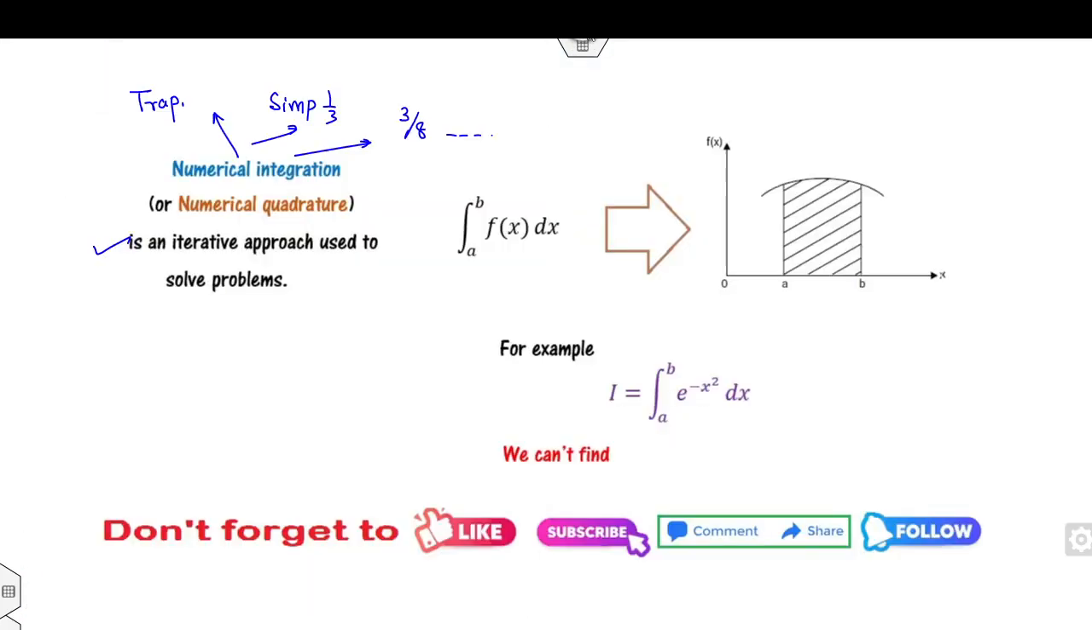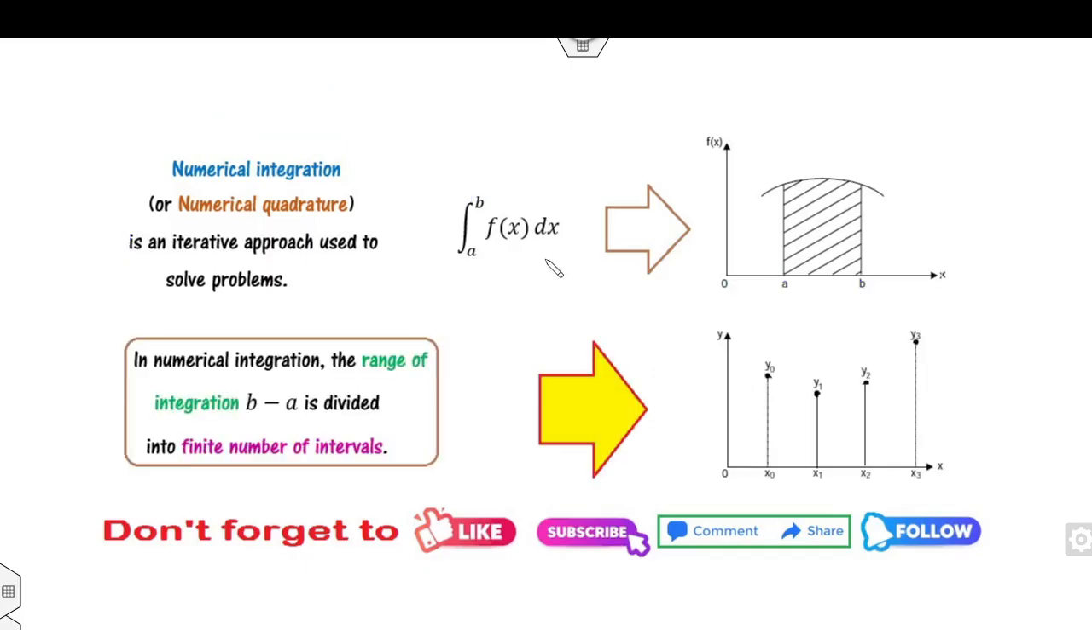Now what will the numerical integration actually do? Instead of taking the area under the curve, it will divide this range, that is b minus a, into a finite number of intervals. That means they divide into x0, x1 and so on. Corresponding to the value of x0, they will find the value of f of x0 and we call it y0. Similarly, corresponding to the value of x1, they find the function value and we call it y1 and so on.